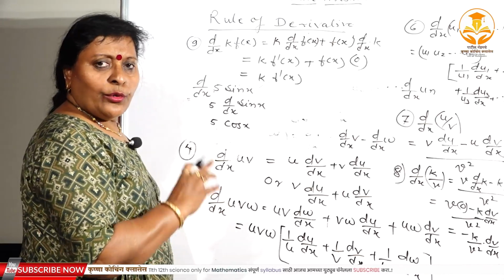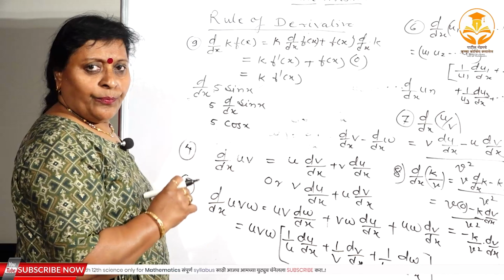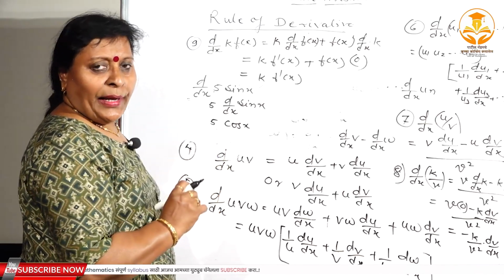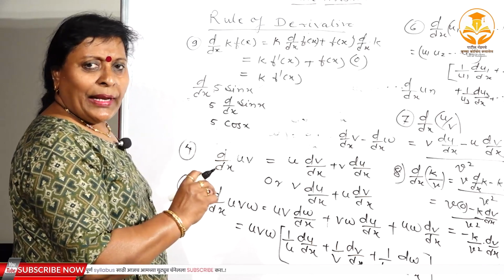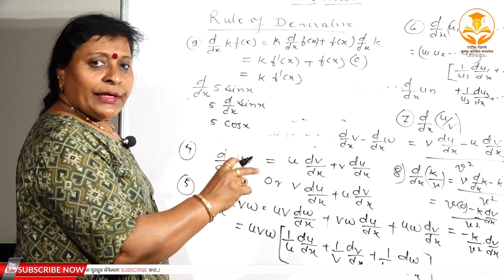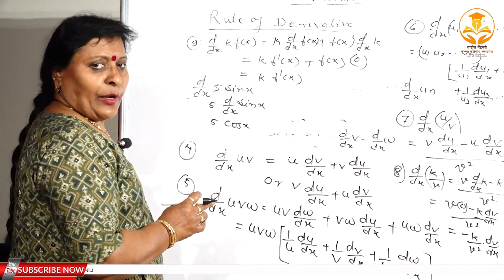Right? And another rule I have also told you, that is first you have to write u v w, then the first, 1 upon u remains as it is, du by dx, plus 1 upon v remains as it is, dv by dx, plus 1 upon w remains as it is, dw divided by dx. In this way also you can apply that formula, isn't it?